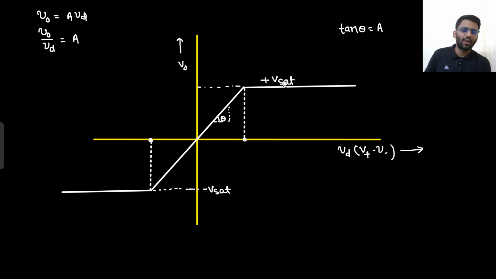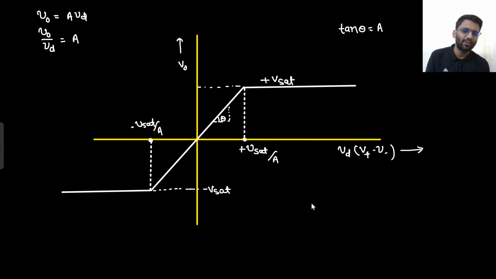At what value of VD your output will be saturated? So what is your output? Output is plus Vsat. So at plus Vsat by A, your output will be saturated. At plus Vsat by A. And this potential will be minus Vsat by A.